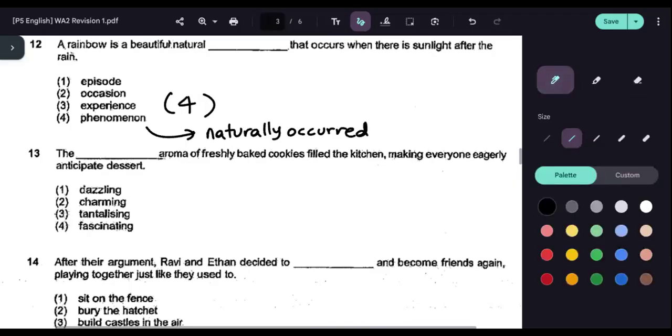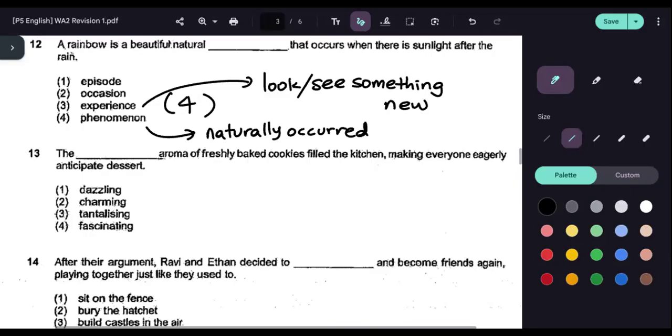Alright. Experience means, okay, when I say I want to experience something, it means that I want to look or see something new. So for example, I went to Hong Kong last year. I experienced a Lego city. Okay, it can be an example like that.